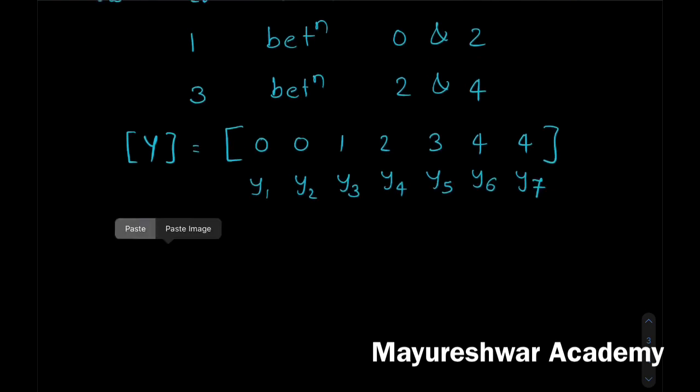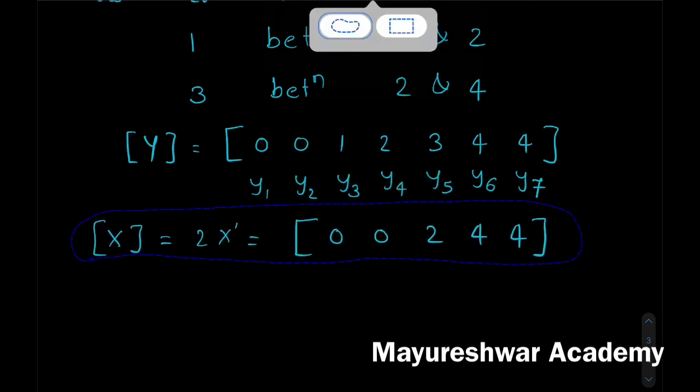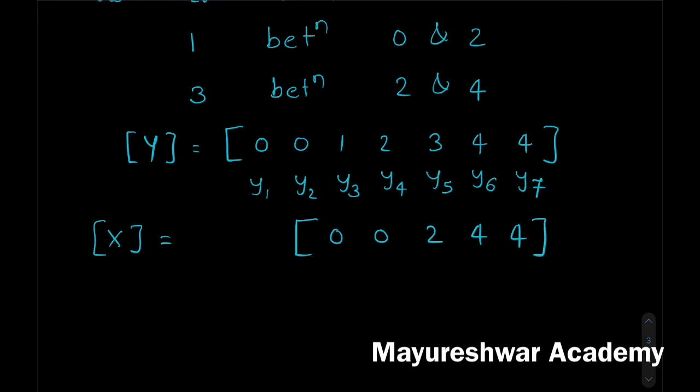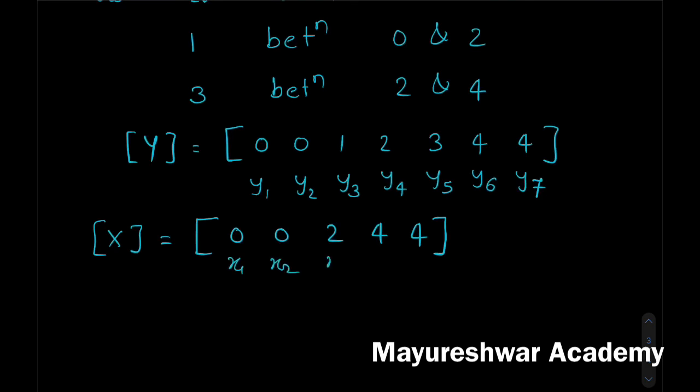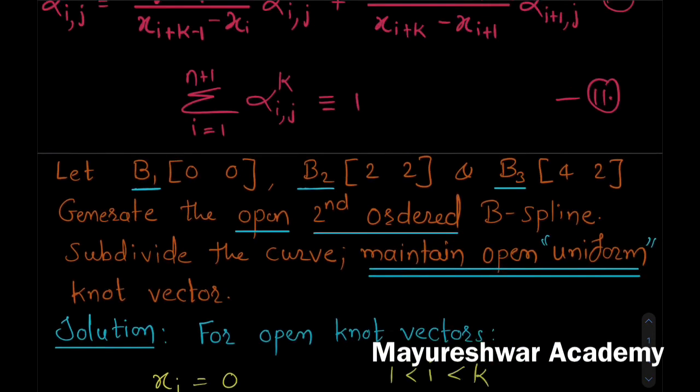So let us copy them and paste it here, so that these are the final values of x and y which we need to use. So let us rearrange this. So okay, x1, x2, x3, x4, x5. Okay, so now these values we need to use.